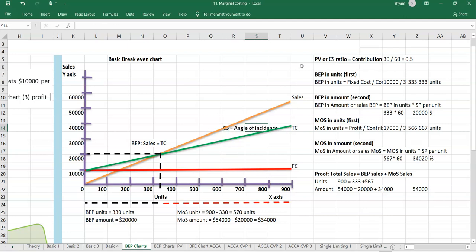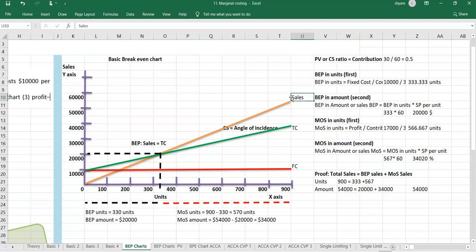So next one is BEP. BEP units is 333. Let's see the BEP units. We got 330, and BEP in amount should come to 20,000. BEP in amount is 20,000. MOS in units should be 570. Yes, MOS in units is 566. It's approximately correct. MOS in amount should be 34,000. Yes, it's perfectly correct. Adding both total sales and BEP sales will give you 54,000.